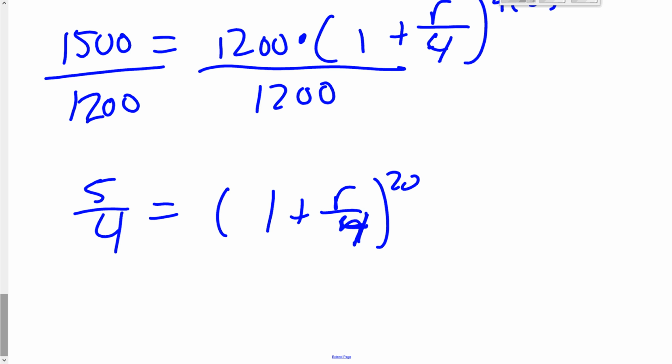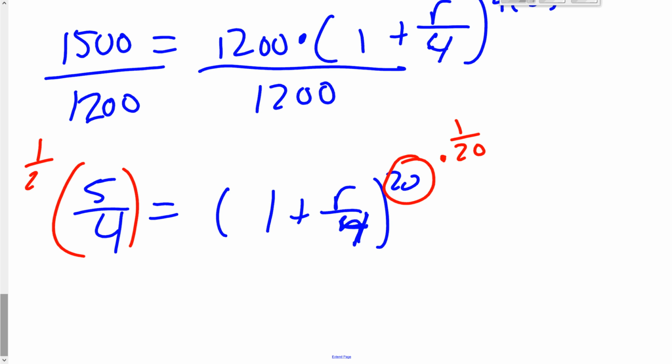Okay, so now we got to think back to a lesson ago, the first section of chapter 4, and how do we get rid of the exponent of 20? Well, we raise the exponent to 1 over 20, right? So we take this base and multiply my exponents by 1 over 20. So this is going to cancel on this side, so we get 1 plus R over 4 equals, and here you can do this on your calculator, or we can wait to the very end, so then we don't have to round.